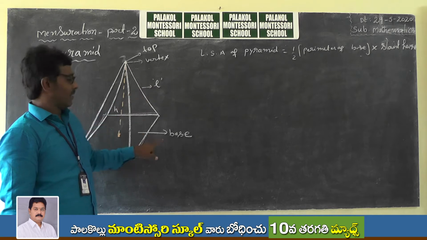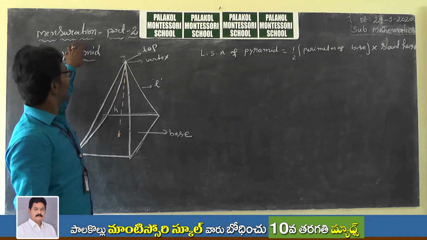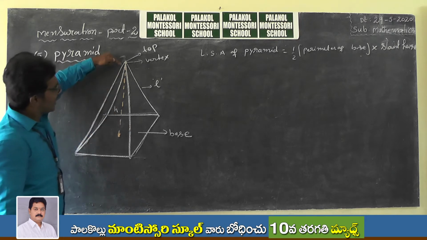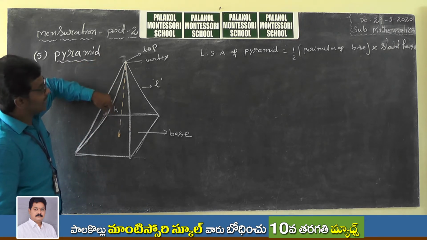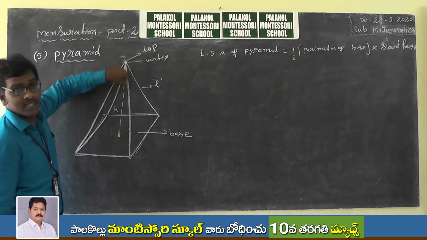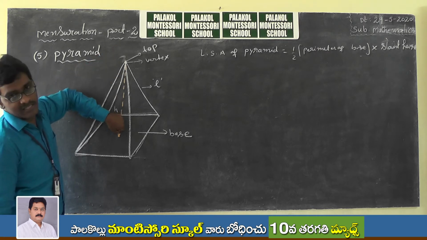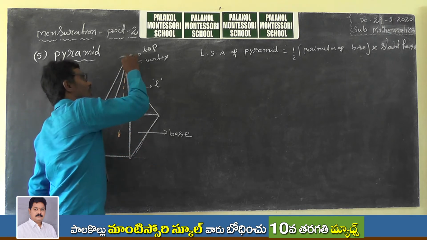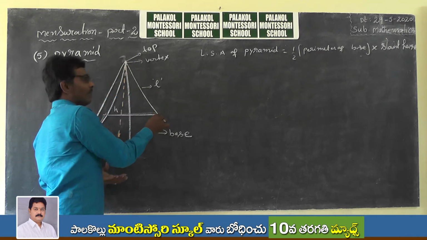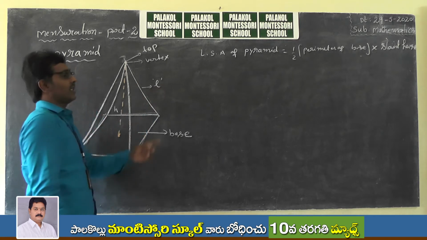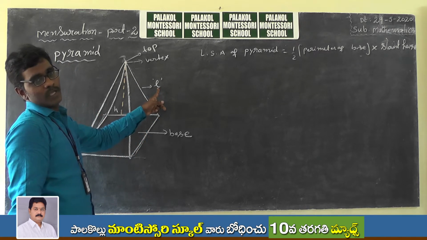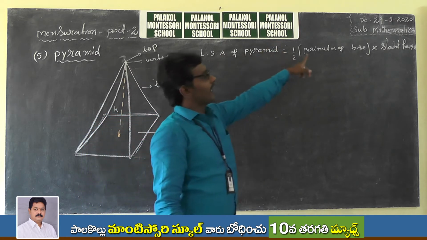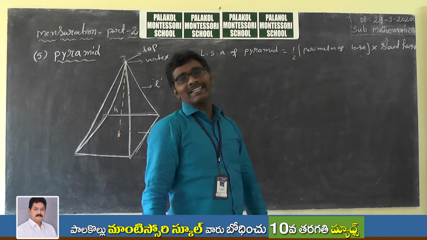It is called a base. The name depends on the base of the pyramid. So this is the height: you draw one line from the vertex to the midpoint of the base. Now join the vertex and one point of the base. It is the slant height, which we take as l. Now I write the lateral surface area of the pyramid: half of the perimeter of the base into slant height.